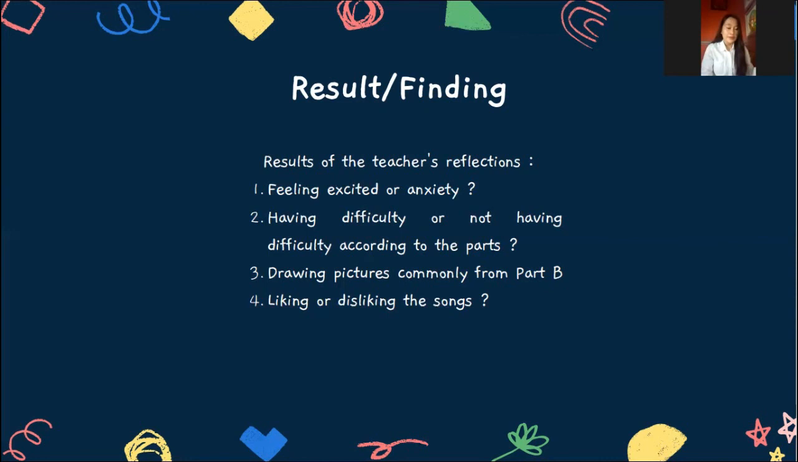So to sum up the findings from the teacher's reflection, the main themes generated were feeling excited, having difficulty or not according to the part, drawing pictures commonly from part B, and disliking the first song, liking the second song, and having difficulty with the third song.